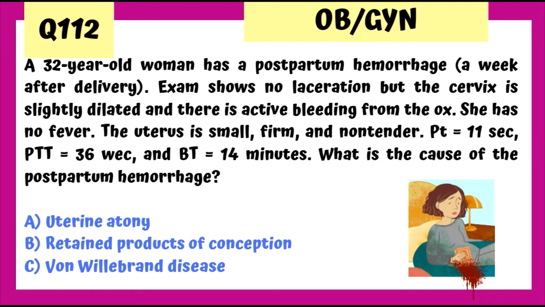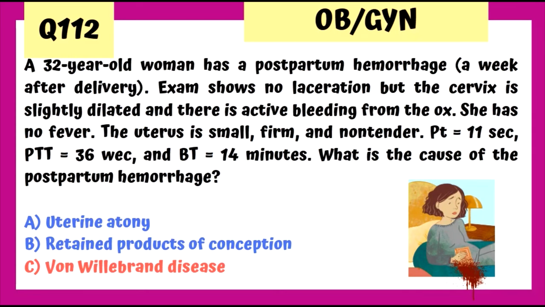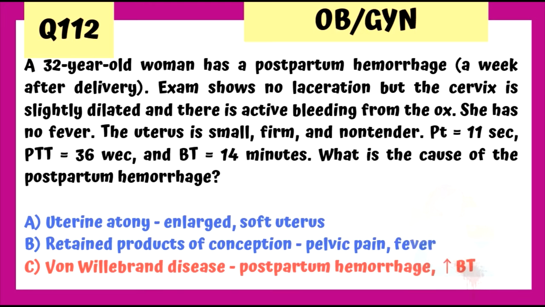What is the cause of the hemorrhage? So the bleeding time is increased. That's von Willebrand disease, right? We don't see an elevated PT. We may see an elevated PTT, but we see an elevated bleeding time. This could be why there's a postpartum hemorrhage over here. In uterine atony, we would see an enlarged soft uterus, and in retained products of conception, we'd see pelvic pain and fever.